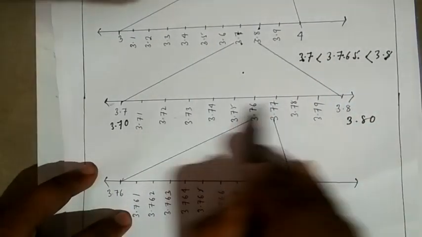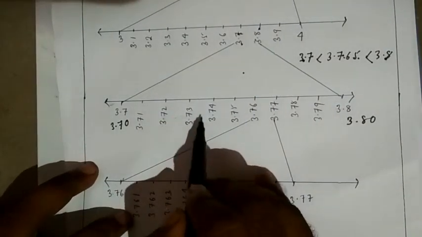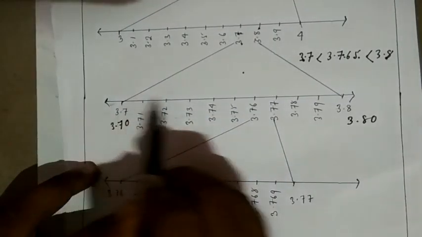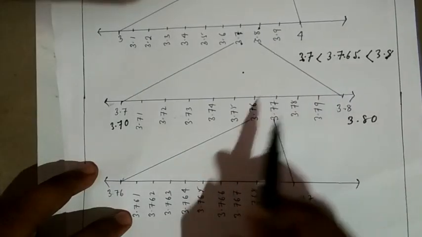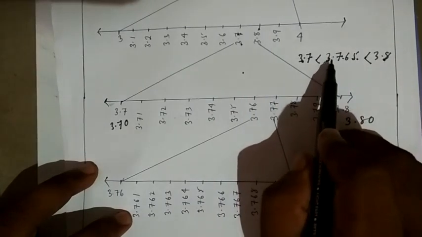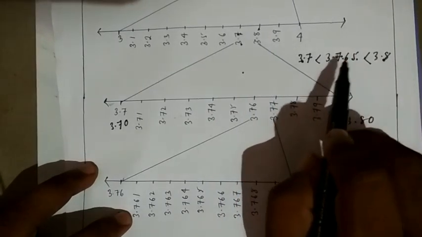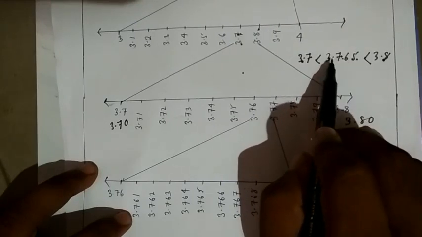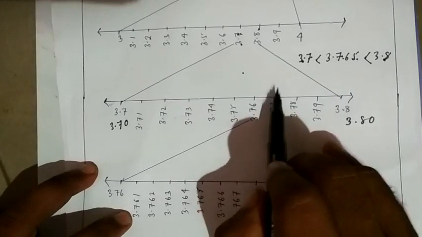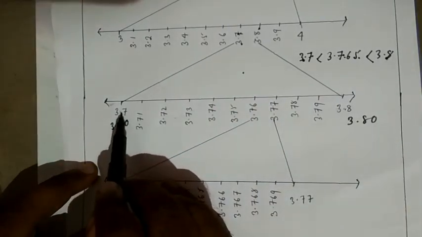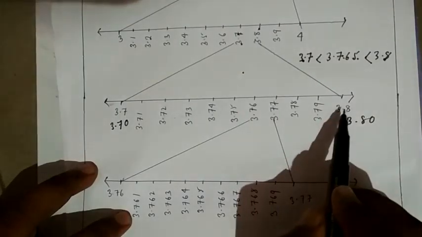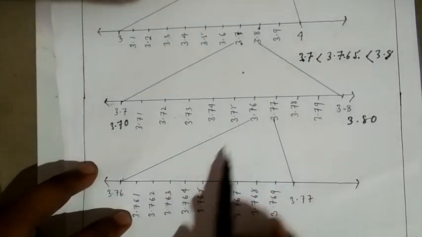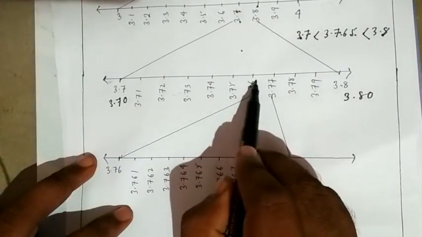Now you focus here, where our required number will lie in between 3.7 and 3.8. In our required number 3.765, you go for the second digit in the decimal part, that is 6. That means 3.76 we have to check. So in the portion between 3.7 and 3.8, we have to search where 3.76 is. So here 3.76 is there.